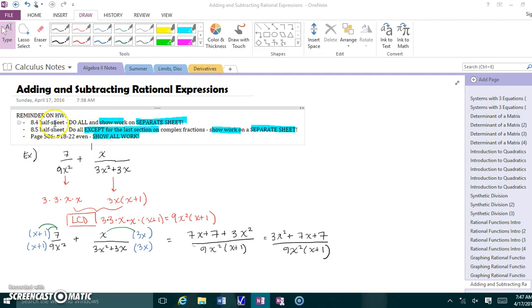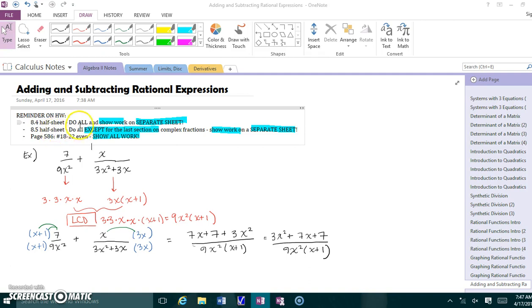You have 2 half sheets to do. Period 1, yours are combined, like these two are one sheet, so just cut them in half and there'll be 2 half sheets. One of them is 8.4, it's multiplying and dividing, it's what we already did. Those should be easier. That's just factoring and canceling. Show your work on a separate sheet. Do not squeeze your work in that centimeter of space.